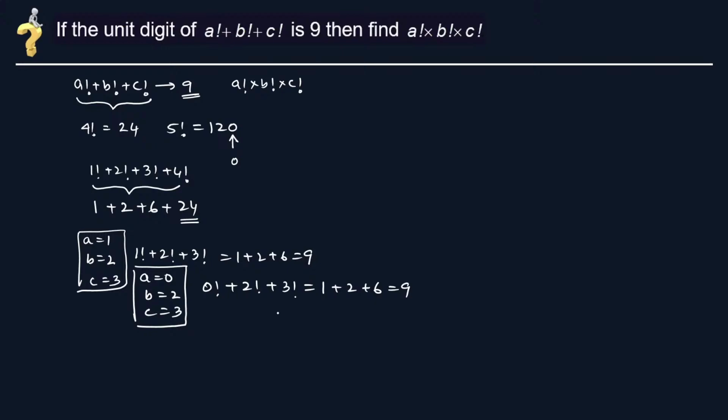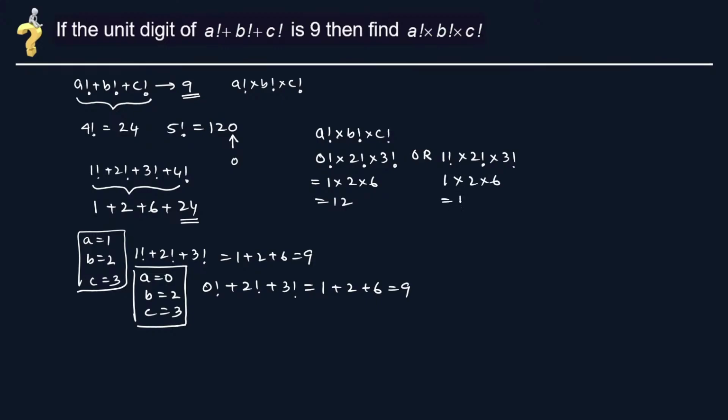Not possible. So what is the required value of our problem? It is factorial a into factorial b into factorial c. So either it will be factorial 0 into factorial 2 into factorial 3, or it will be factorial 1 into factorial 2 into factorial 3. From the first one we are getting 1 into 2 into 6, that is 12. In the second case also we are getting 12. Therefore the answer for this product is 12 only.